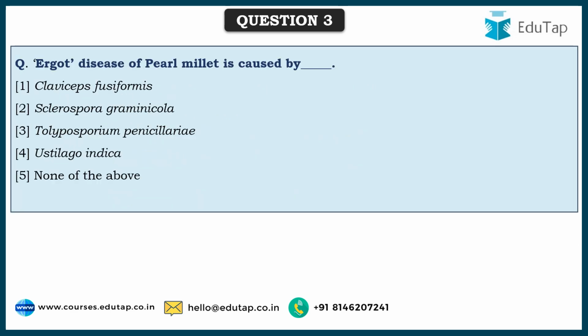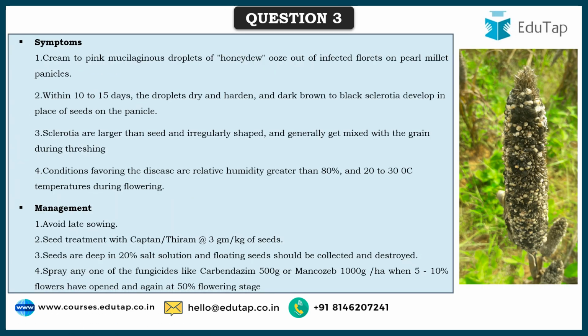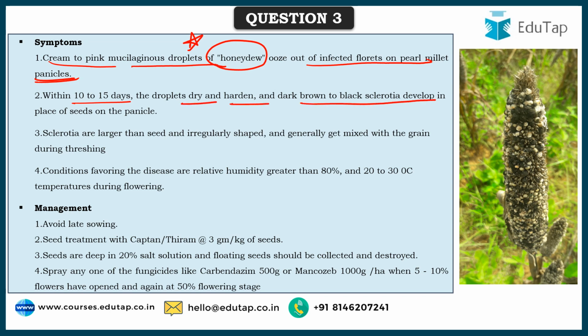So here comes the next question. Ergot disease of pearl millet is caused by Claviceps fusiformis, and see the symptoms include pink, cream to pink mucilaginous droplets of honeydew ooze out of infected florets on pearl millet panicles. Within 10 to 15 days, the droplets dry and harden, and dark brown to black sclerotia develop in place of seeds on the panicle. So with this, the yield would be drastically affected.